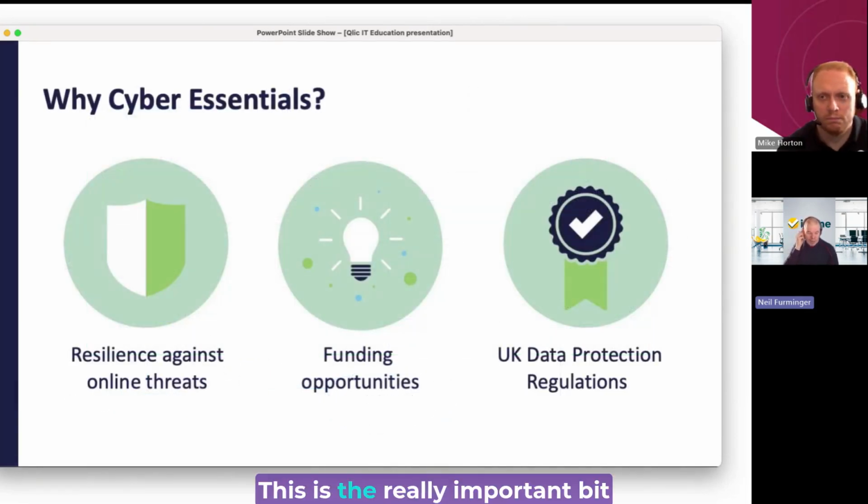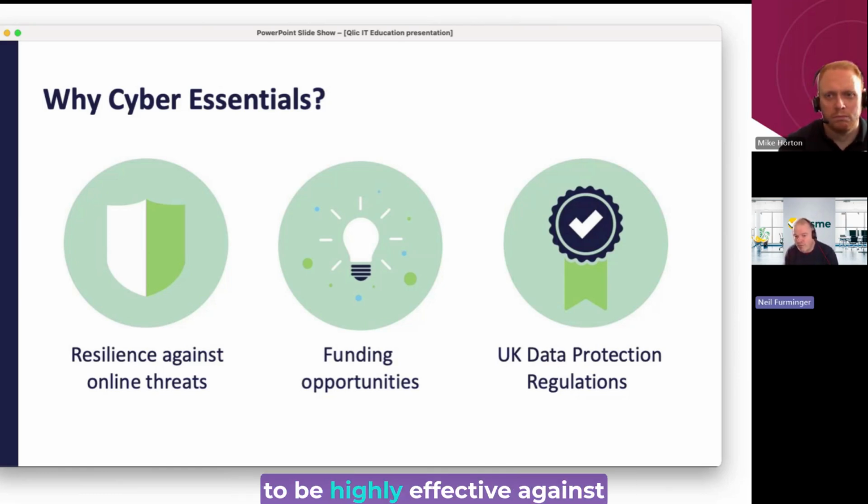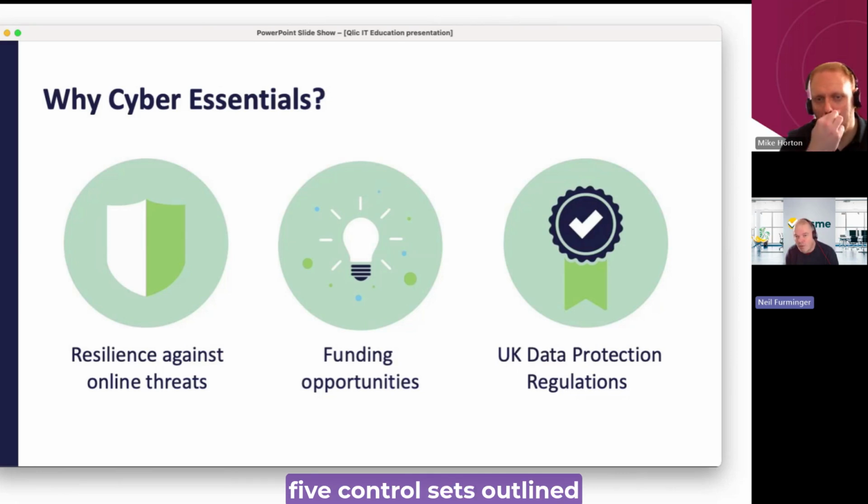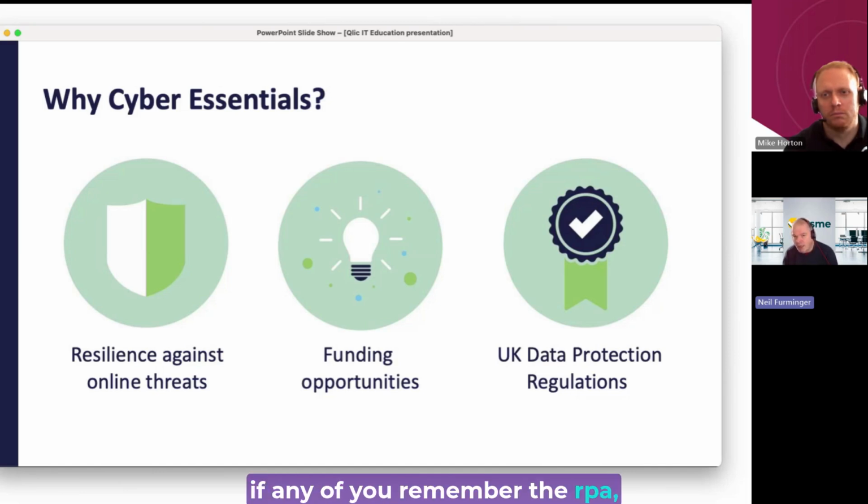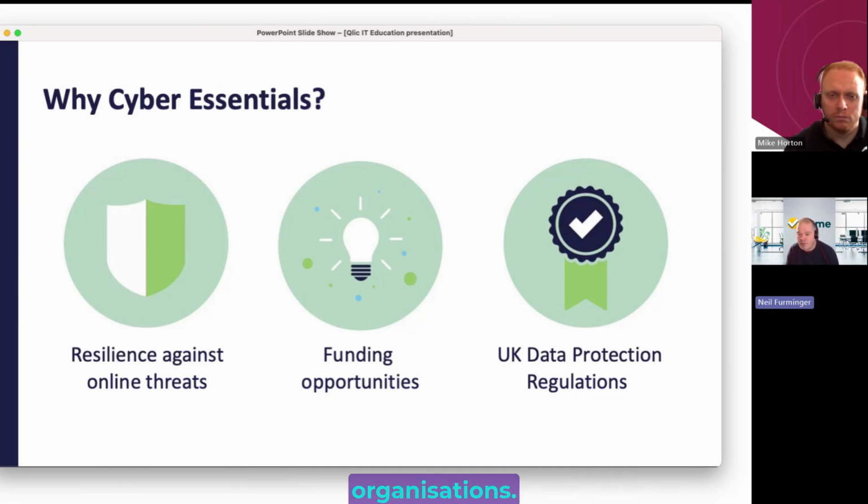So why? Now, this is the really important bit for me: resilience against online threats. Cyber Essentials has been proven to be highly effective against preventing common cyber attacks. As I mentioned earlier, 80% of all common cyber attacks can be prevented by applying the 5 control sets outlined in Cyber Essentials. It provides funding opportunities. Now, if any of you are members of the RPA, etc., and funding for various projects within the education sector, they are looking for Cyber Essentials as a level of protection and to demonstrate that protection within your organizations.